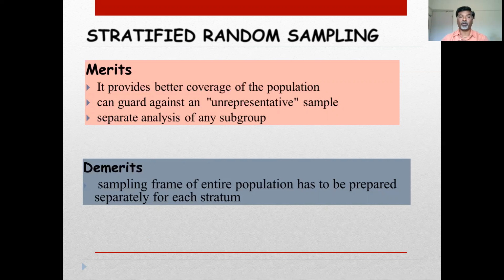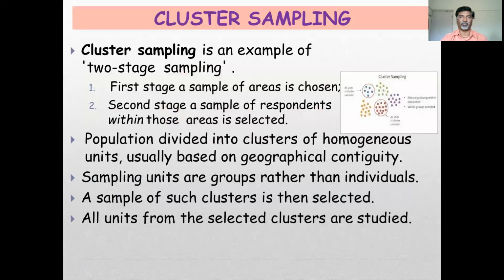If the sampling frame of the entire population has to be prepared separately for each stratum, it requires some time. It requires some extra effort to bifurcate the total population into a number of different sampling frames. So this is one drawback of the stratified random sampling method.